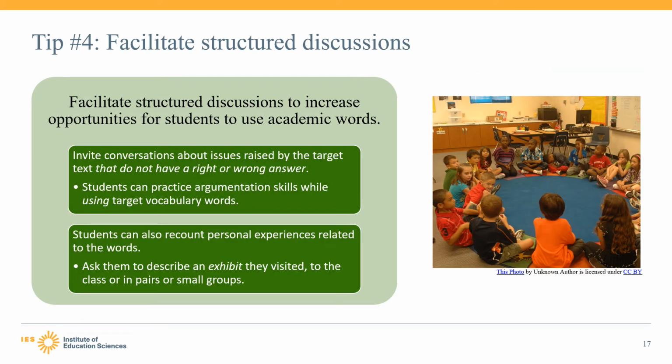The next tip recommends facilitating structured discussions to increase opportunities for students to use academic words. So here the focus is less on formative assessment and more on giving students an authentic context in which to apply their new word knowledge. One version of this is to invite conversations about issues that are raised by the topic that your lessons are revolving around, or even the target text itself, that don't have a right or wrong answer. So questions about whether, for example, school uniforms should be required, or the sorts of things that should be done in order to take care of the environment.